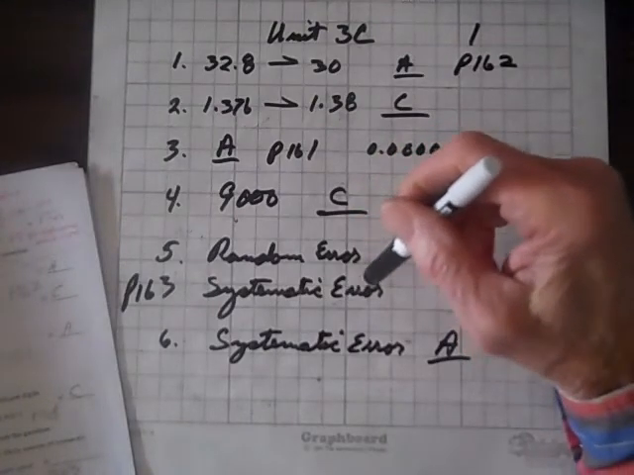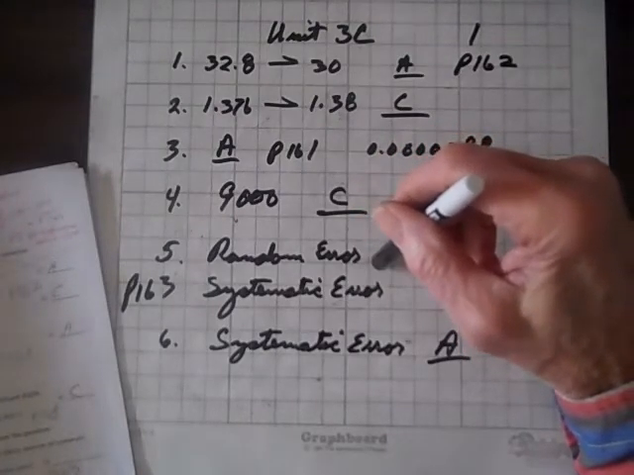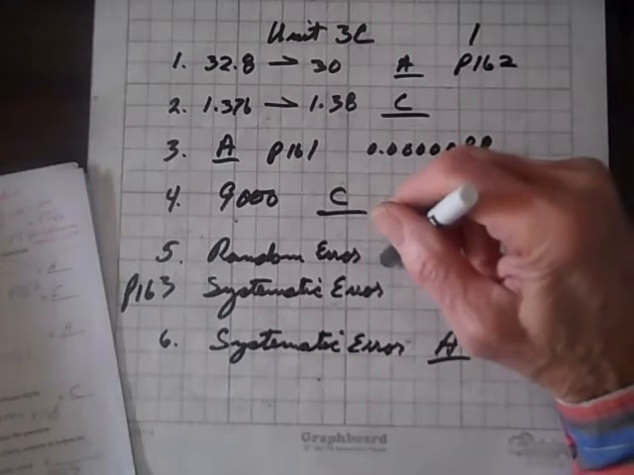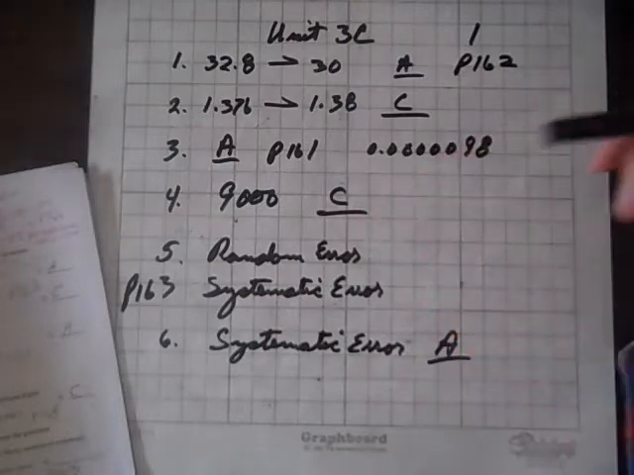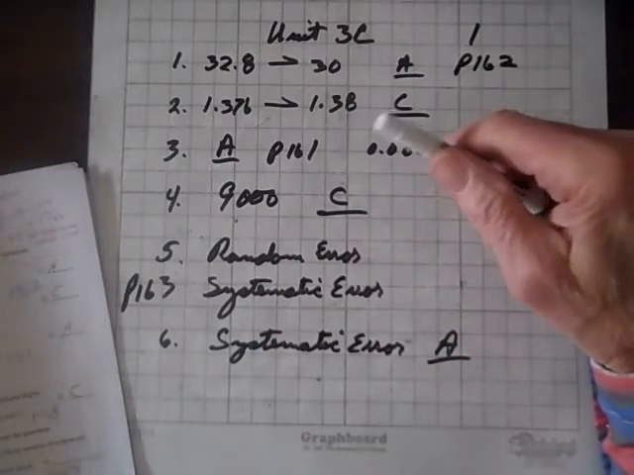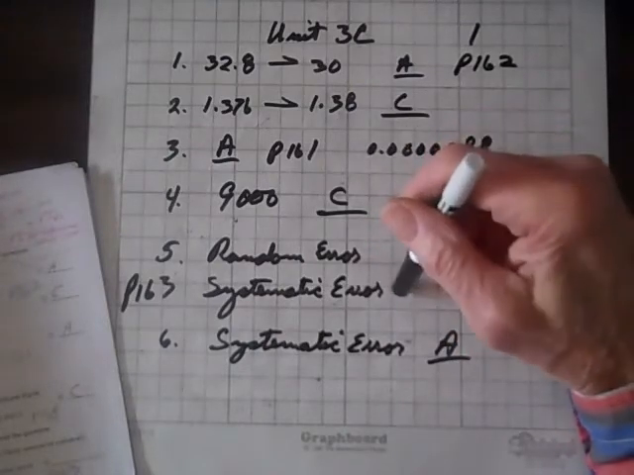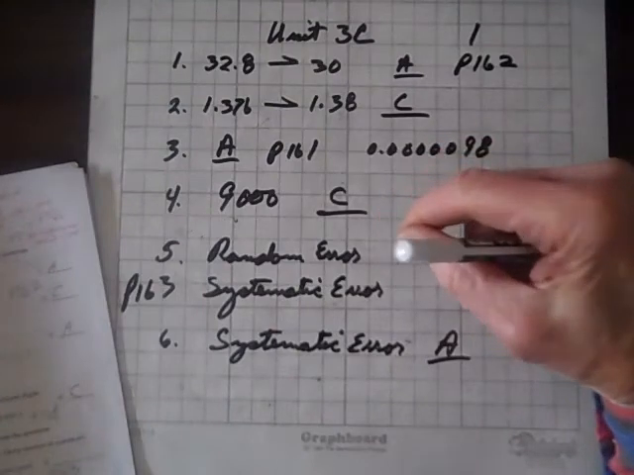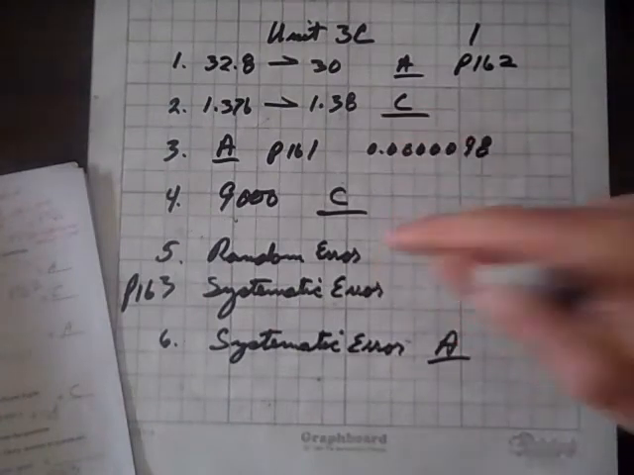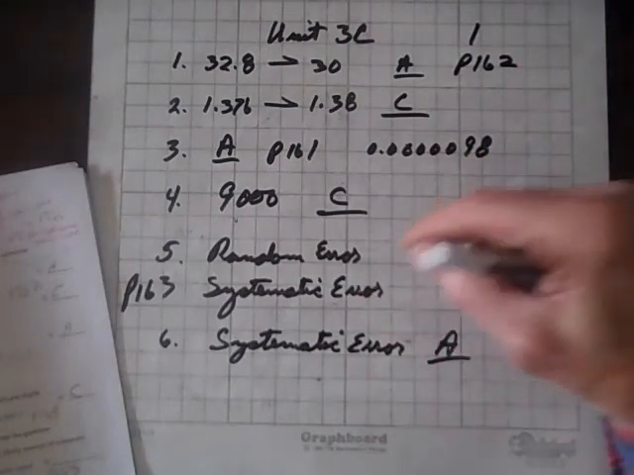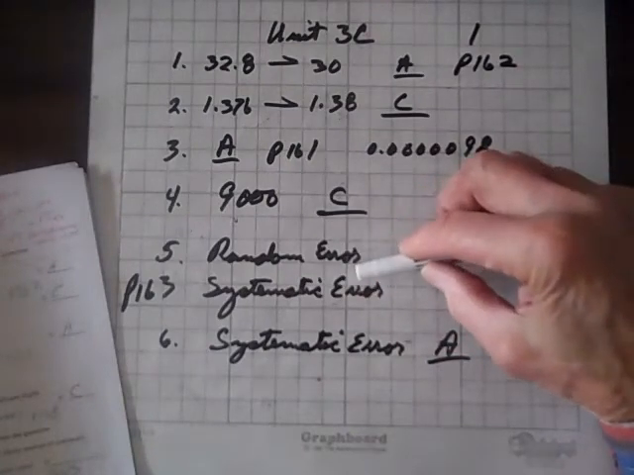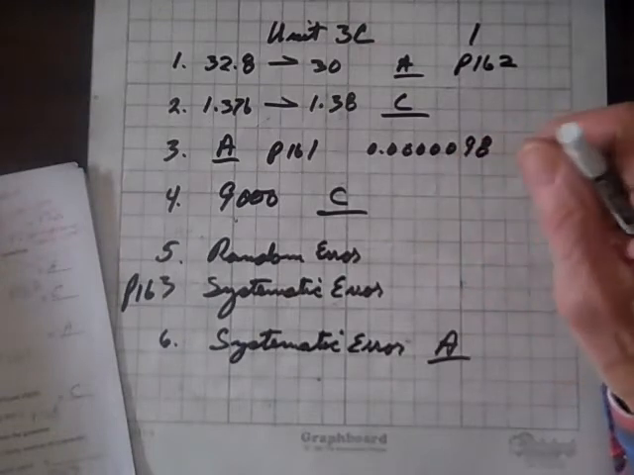On page 163, random errors and systematic errors are covered. For example, a random error is just make an error every now and then. On the other hand, a systematic error, what if you have a little glitch in your speedometer, and so it repeats itself over and over again, then that's a systematic error.